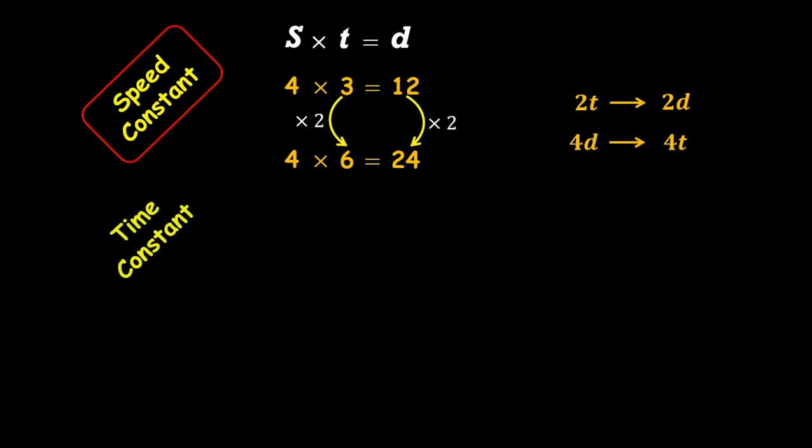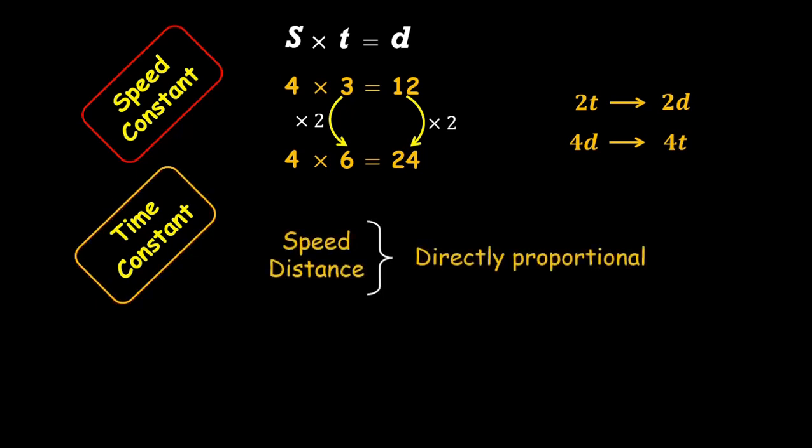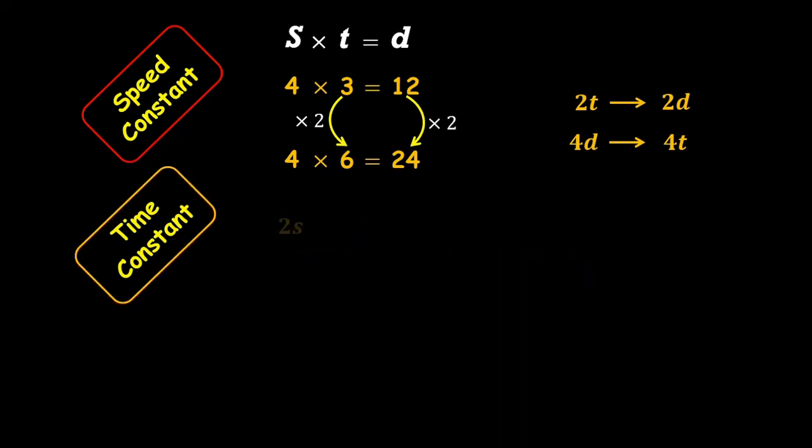And what about the case when time is constant? When time is constant, we can say that speed and distance are directly proportional. When time taken is constant and speed is multiplied by 2, the distance will also scale up by 2. And if the distance is multiplied by 3, the speed will also increase by a factor of 3. This is direct variation again.